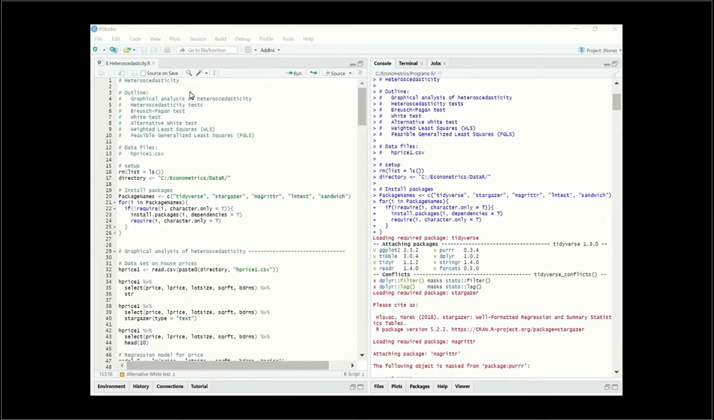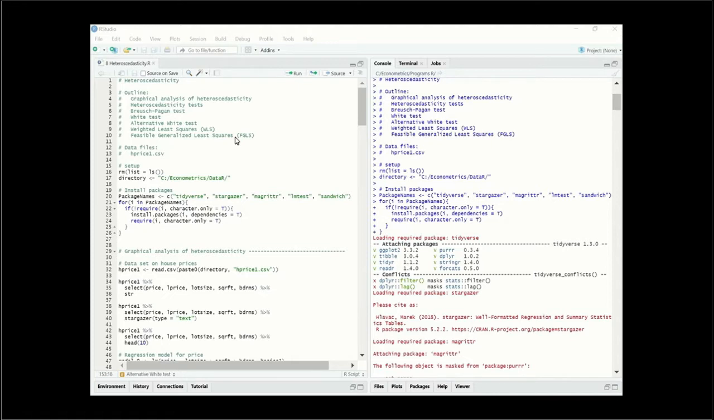What we're going to talk about today is, first of all, graphical analysis of heteroscedasticity. Then we're going to go over different heteroscedasticity tests, including the Breusch-Pagan, White, and alternative White tests. And we will finish up with weighted least squares and feasible generalized least squares.